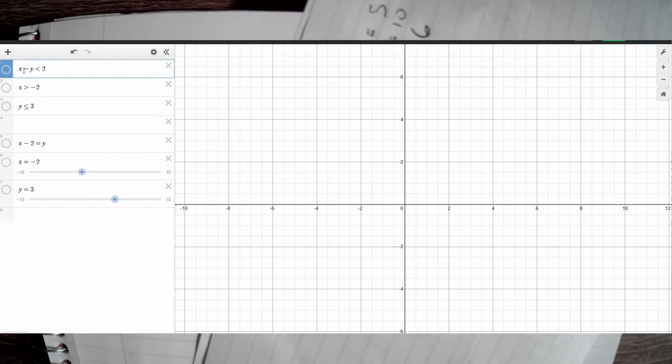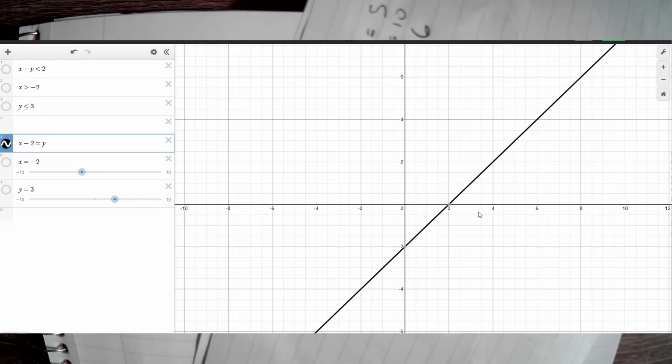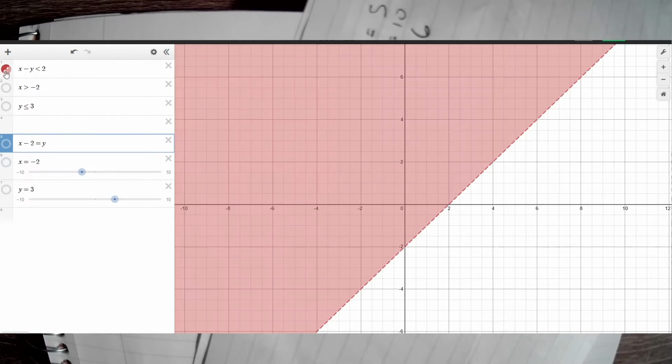If I solve that first equation, I would get something like this: x minus 2 equals y, and we have a graph just like this. But if I were to graph it as an inequality, we'd get something like that: a dotted line with a shaded region.